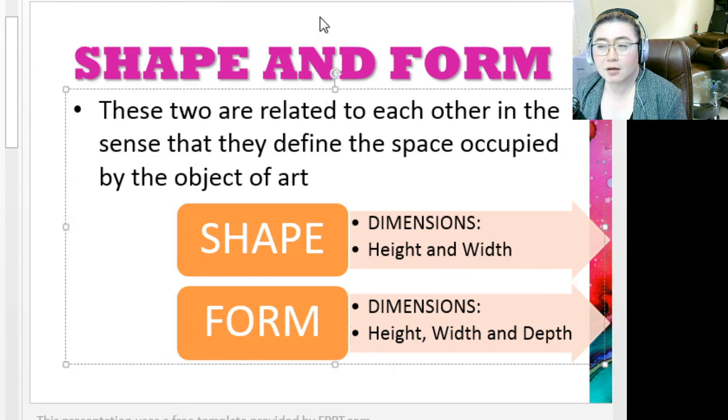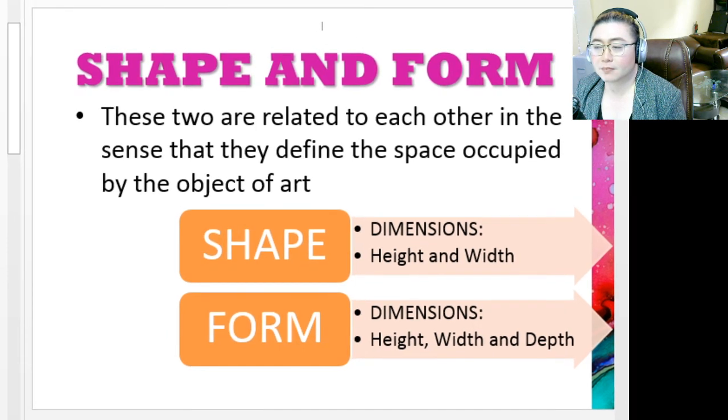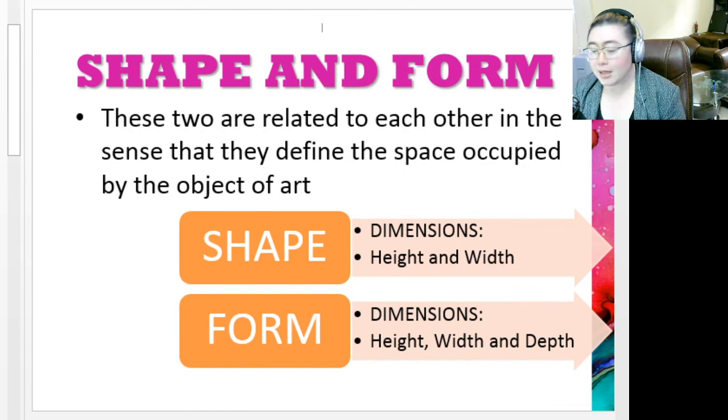The next element of art that we have is shape and form. We're done with line. You already know the different kinds of line. Now we have shape and form. When we say shape and form, these two are very related to each other in the sense that they define the space occupied by the object of art.